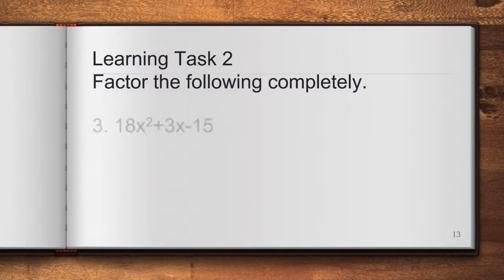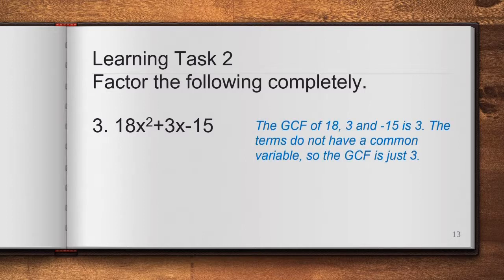For number 3 of your learning task 2, 18x squared plus 3x minus 15. Again, it's a trinomial pero hindi rin tayo agad sasabak sa pattern kasi meron pa siyang GCF. So, yung 18, yung 3, yung negative 15, they can all be divided by 3. So, katulad kanina, we will just write 3 and then the parenthesis and we will divide each term by 3. 18x squared divided by 3 is 6x squared. Then 3x divided by 3 is positive x. And negative 15 divided by 3 is equal to negative 5.